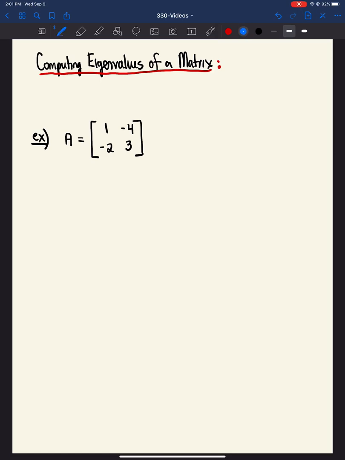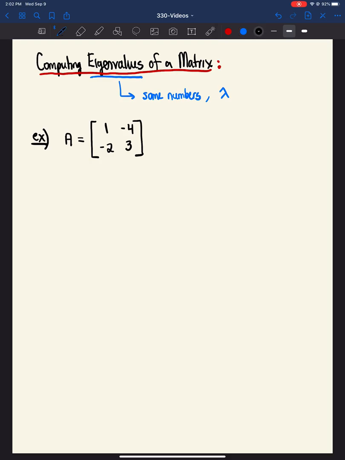In this video, we're going to go over how to compute the eigenvalues of a matrix. And these eigenvalues are just going to be some numbers for us. So the eigenvalues are some scalar numbers, and we're going to let lambda be our eigenvalue variable.